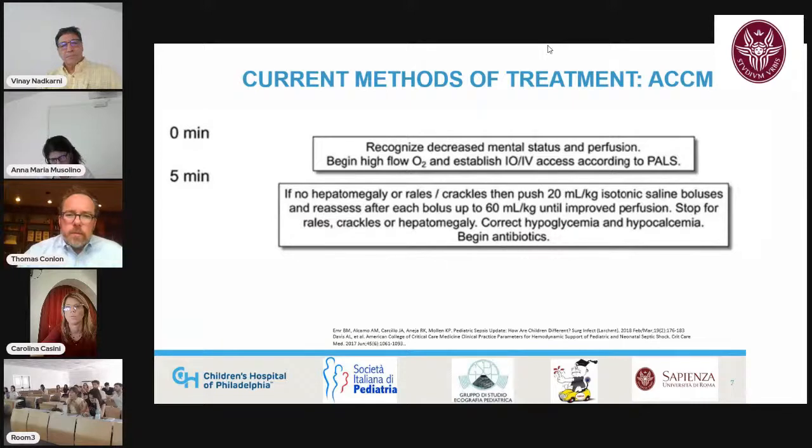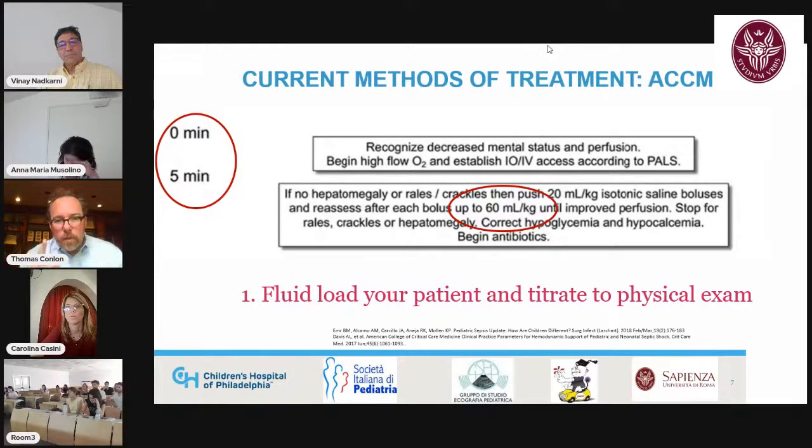Without knowing those variables, we still try to treat patients who present in shock. And we have a lot of different algorithms from a lot of different societies that try to teach us how best to manage patients. This is an American College of Critical Care Medicine guideline on shock treatment from a few years ago, where it tells us that within the first 5 minutes, we should be providing fluids to all of our patients in shock, up to 60 milliliters per kilogram, until we have improved perfusion.